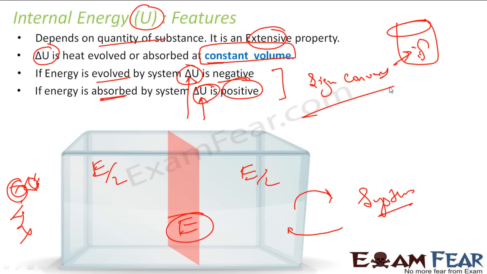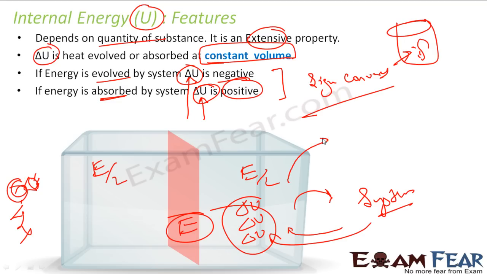We have two choices, system or surroundings. The surroundings are not sure; we don't know what they are. The system is concrete, so think from the system's perspective. If the system gets some energy, delta U is positive, it has more and more energy. If the system loses some energy, that means the system is becoming poor, and delta U is negative. Correct?